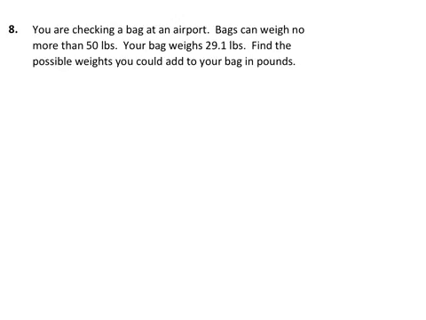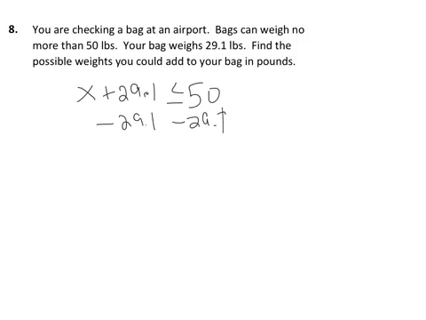Alright, you're checking a bag at an airport. Bags can weigh no more than 50 pounds, and this is true. Your bag weighs 29.1. Find the possible weights you could add to your bag in pounds. Okay, so you have X amount of weight, plus you have the initial 29.1, and you want that to be less than or equal to 50. Okay. Subtract the 29.1. You have X is less than or equal to 20.9 pounds.